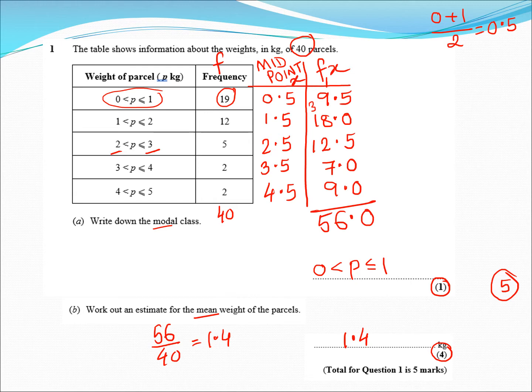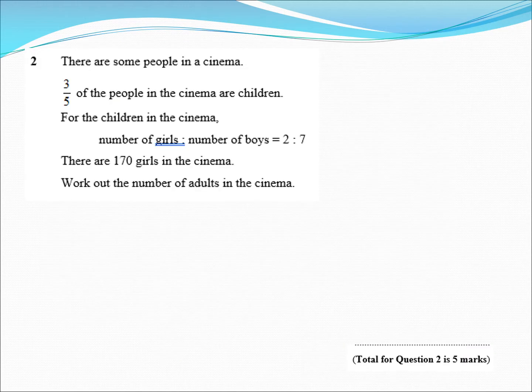Let's move on to the next one. This is a question that involves ratio and fractions. So you see, whenever you look at a question like this, it's better to underline or highlight the key information. So in this case, there are some people in the cinema.